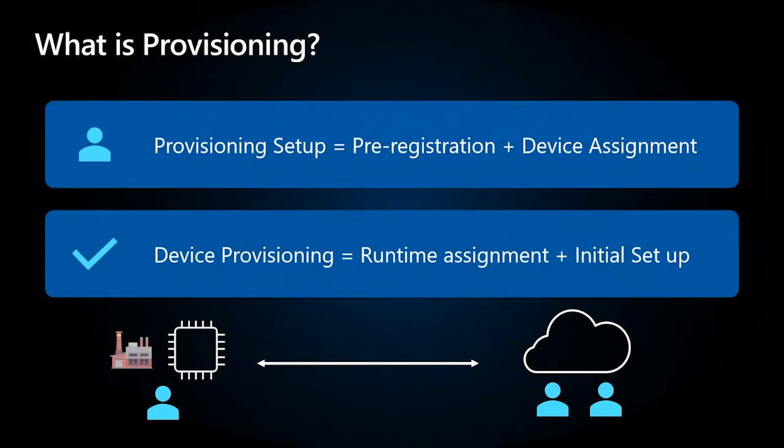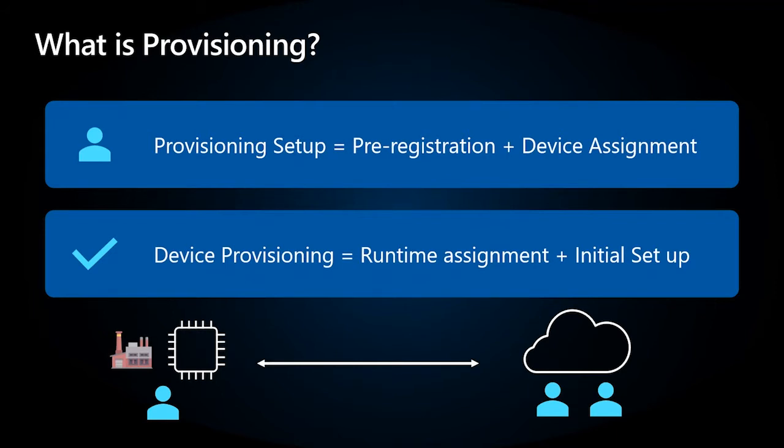So I keep using the word provisioning, but what does that actually mean? Before I get even more into device provisioning service, let's talk about what the word provisioning actually means. In general, provisioning devices is a two-part process. The first part is called provisioning setup, which requires a human operator to pre-register the device in the IoT solution, so the IoT solution knows that the device exists. Additionally, that human operator can also add some additional configuration for the devices. The human operator will also need to program the device to its target IoT solution.